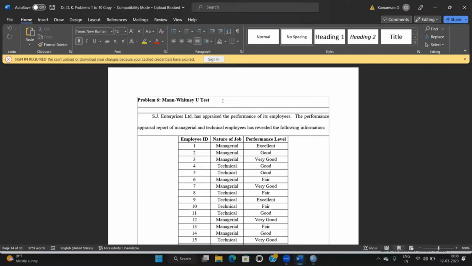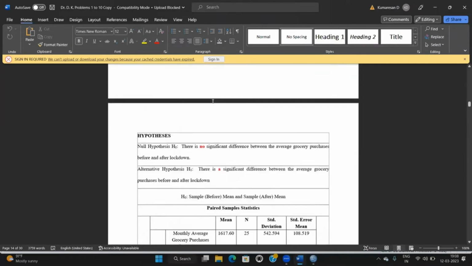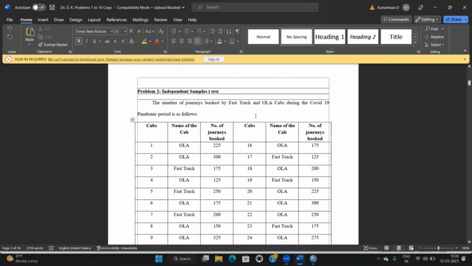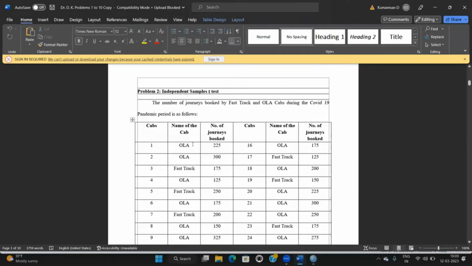We discussed Ola and fast track. Let me show it once again for your understanding. See, this is the problem we discussed for the independent samples t-test. Here, this is the name of the cab operator, and this is the number of journeys booked. This is the sample, and this is the data. So there is only one data. There are two operators, Ola and fast track.